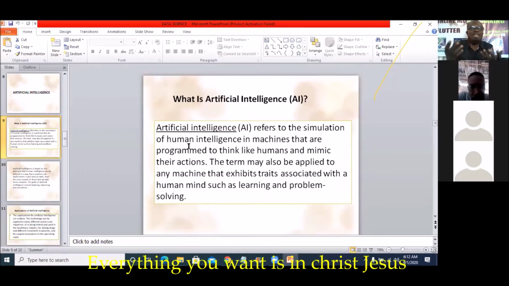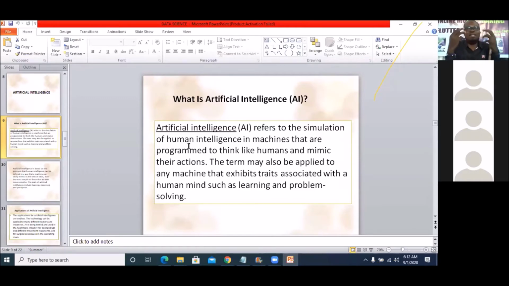A machine is able to learn, go to school and learn just like you, and be able to use the knowledge from what it has learned to do things. That is artificial intelligence. So when a machine gets into human intelligence, we call it what? Artificial intelligence. So it's able to now think like humans and mimic their actions. So that's why you see some robots, they can do what you can do. The term may be applied to any machine that exhibits traits associated with the human mind, such as learning and problem solving. So once a machine can learn like a human being and solve problems like a human being, that machine is said to have artificial intelligence.